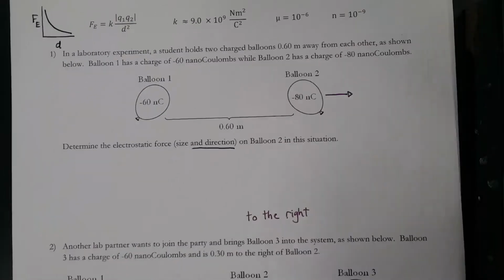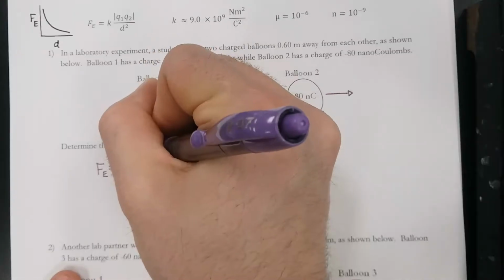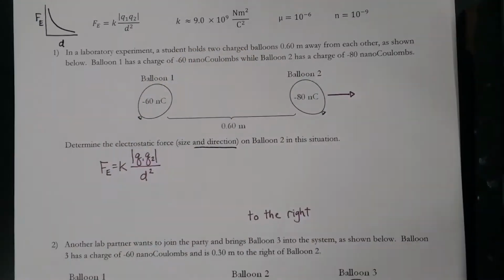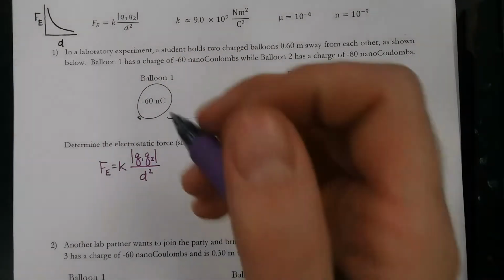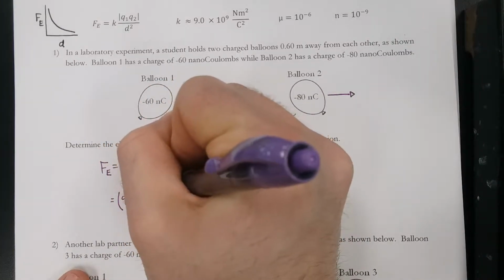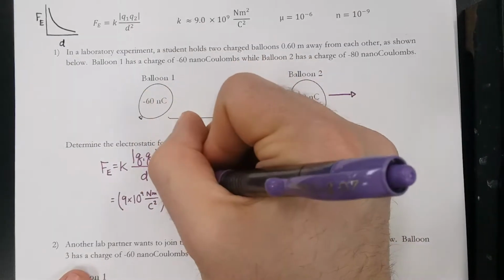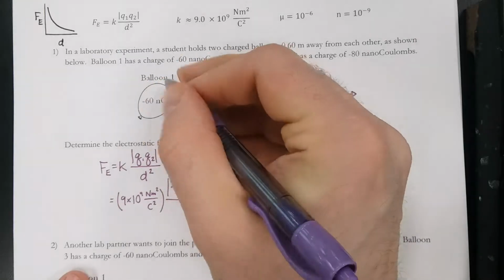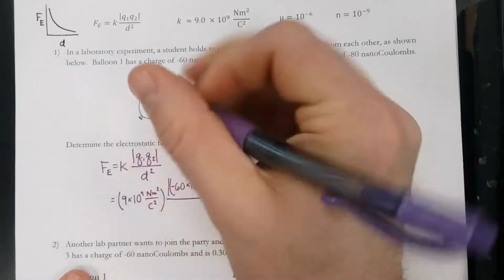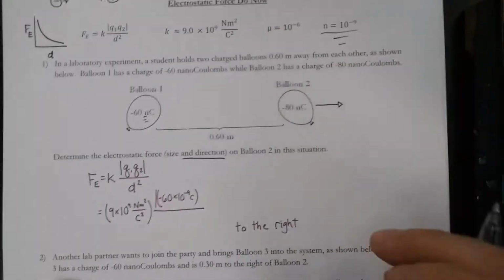As far as the number, that's where the electrostatic force comes in. Also called the electric force, also called Coulomb's law. It's got a lot of different names, like pants and trousers. K, Q1, Q2 over D squared. So K we know. 9 times 10 to the 9th, Newton meters squared over Coulomb squared. Multiply by the absolute value of negative 60, that's balloon 1, times 10 to the negative 9th coulombs. Remembering that this had nano in it, and nano means 10 to the negative 9th.